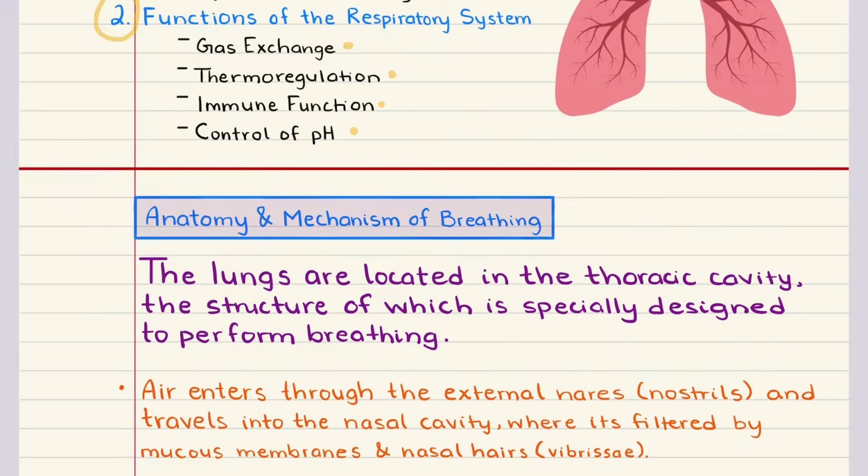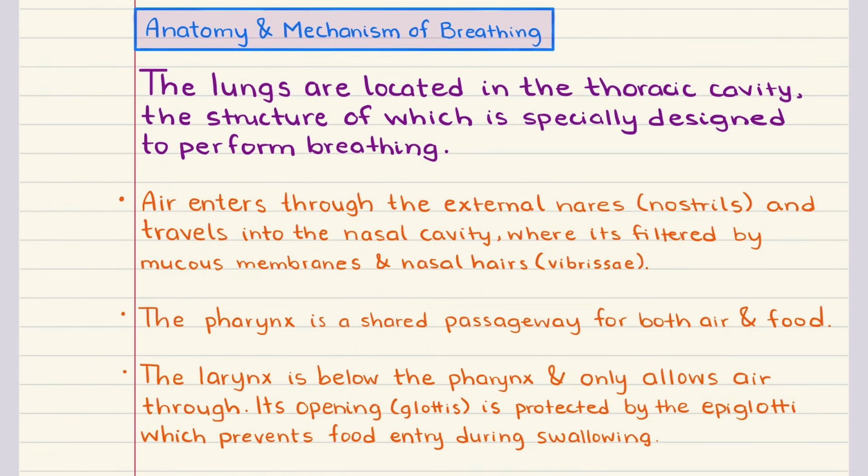With this introduction in place, let's begin with Objective 1 and discuss the anatomy of the respiratory system. The lungs are located in the thoracic cavity. That's the part of the body that's surrounded by the rib cage. This cavity is specially structured to allow for breathing, meaning it's going to provide space for the lungs to expand and contract as we inhale and exhale.